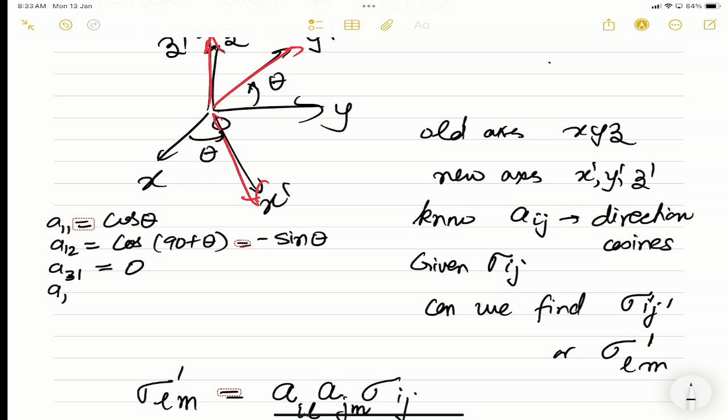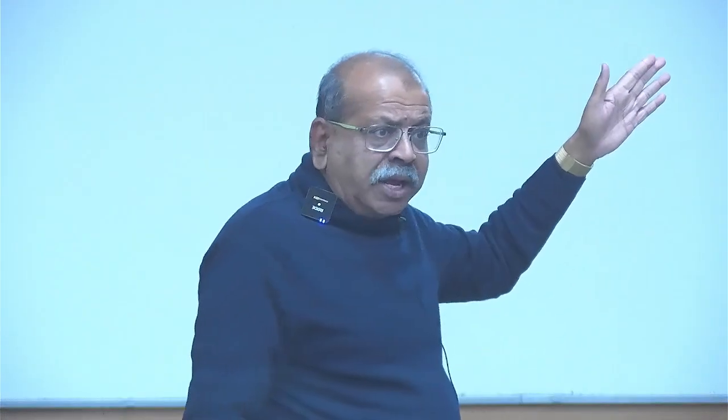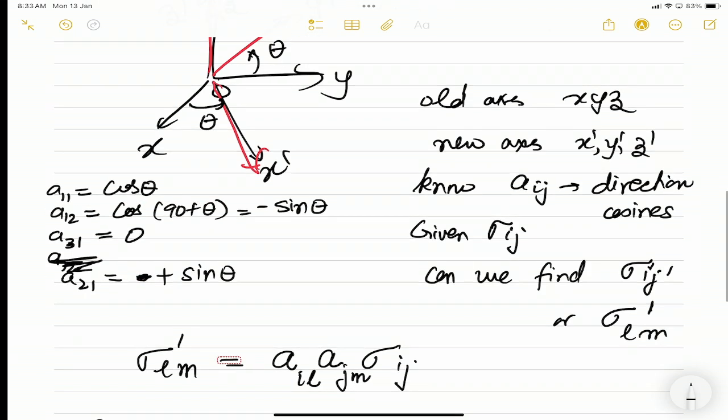Now, will A12 be equal to A21 or can it be different? A12 we have already found, sorry, A21. This will be cosine of the angle between old 2 and new 1. Old 2 is what? Y. And new 1 is what? X prime. So this will be cosine of 90 minus theta, so this will be equal to plus sine theta. Okay? And so therefore you realize the A's are not symmetric. A12 is not equal to A21. It could be, but in general they are not.